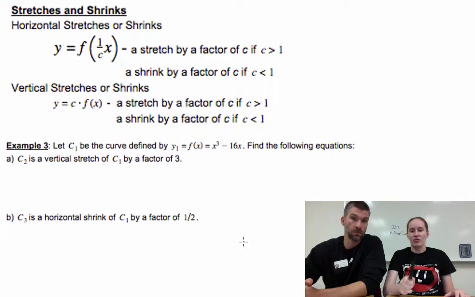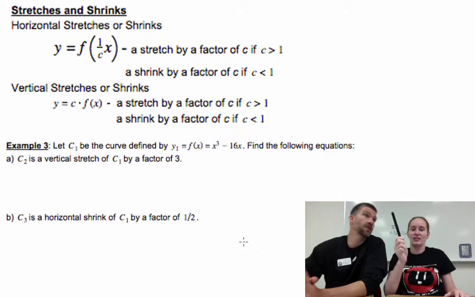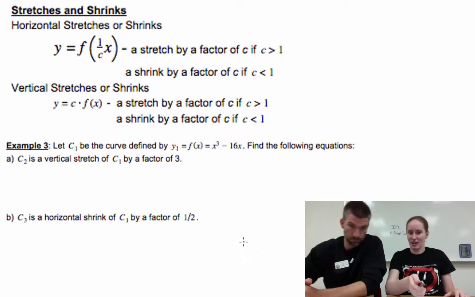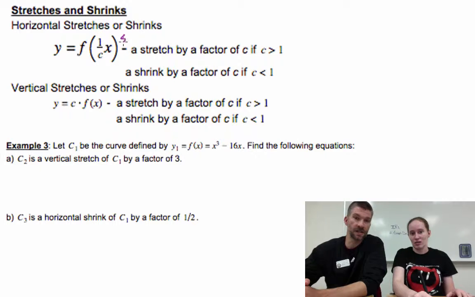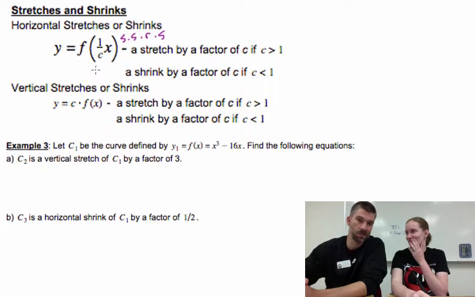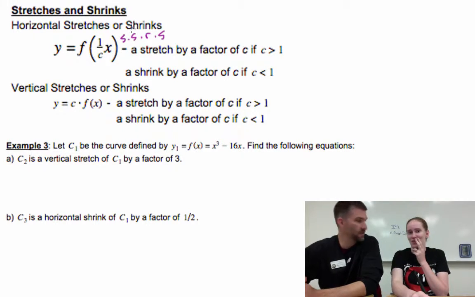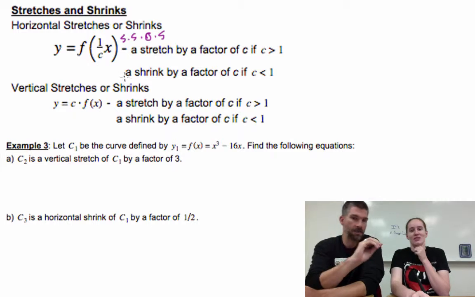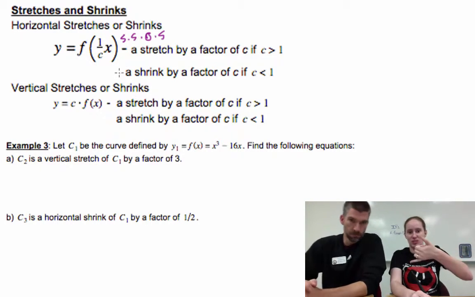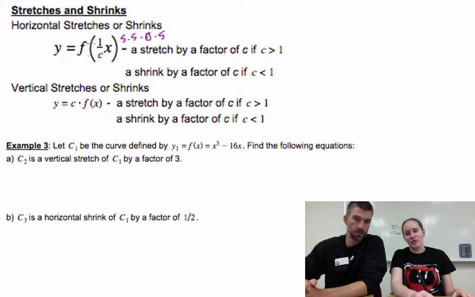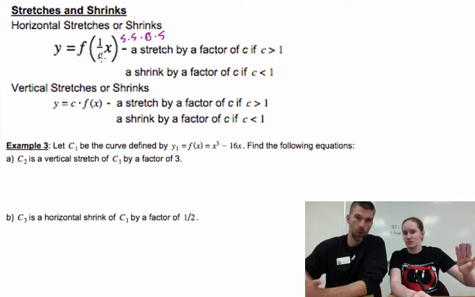And so for horizontal stretches or shrinks, that's the inside of our function. So that's the super secret opposite society, which is now the super secret reciprocal society. Let's keep it opposite. But remember, when we say opposite here, we mean reciprocal. We're not changing the sign. We're talking about reciprocating. Whatever's inside of our function, the first thing you need to do is flip it.